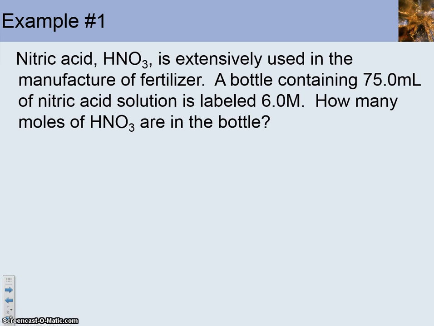Alright, let's look at an example of using one of these molarity problems. We've got nitric acid, HNO3, which is extensively used in the manufacture of fertilizer. A bottle containing 75 milliliters of nitric acid is labeled 6 molar. How many moles of HNO3 are in this bottle? I usually like to make a shopping list. The first thing I see is 75.0 milliliters, and that's going to be the bottle. I also have a concentration, big M for molarity, which is 6.0 M.